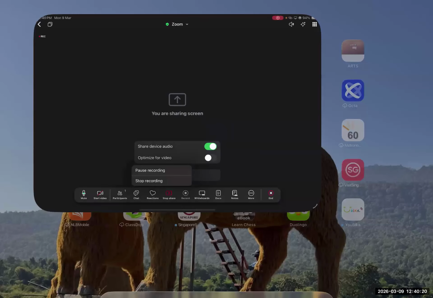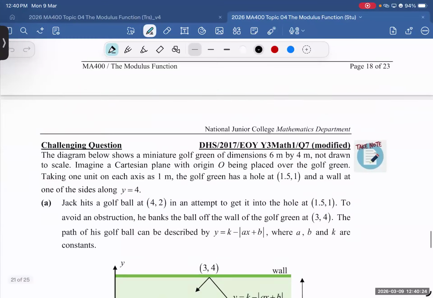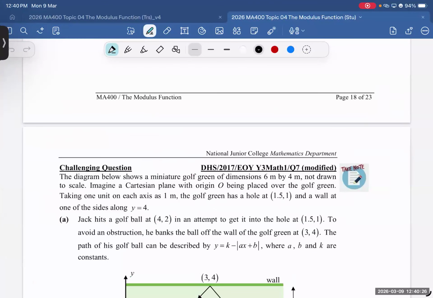Okay, if you need help, then just go to Desmos and take a look. Okay, so I will go slowly and let you see.